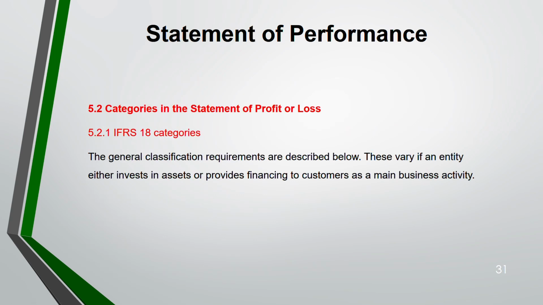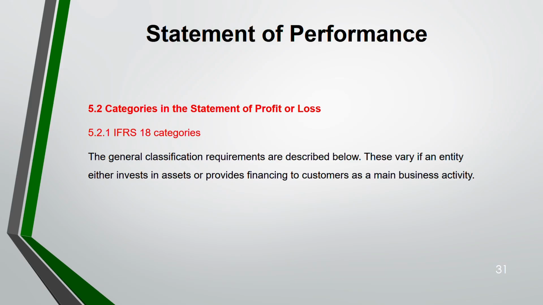So these are the general classification requirements. They will be described below. We'll go into 5 of them in more detail now. But remember, if your main business activity is different, the classification changes. For example, if your main business activity is investing or giving finance to customers, then giving loans comes under your operating. The expense and the income relating to loans will become your operating activity, operating category.